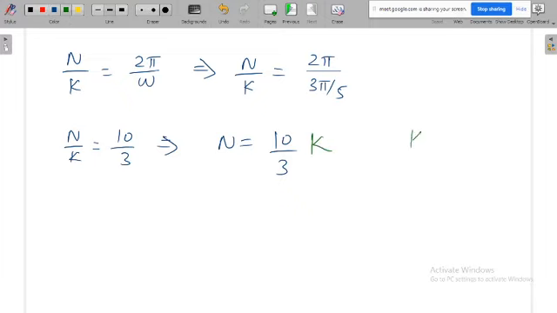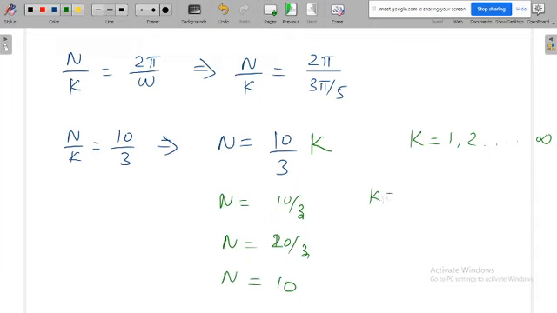Now what is the range of k? k can vary from 1 up to infinity. What is the smallest value of k that will produce n as an integer? Just by trial and error we will go. Put k equal to 1, you get 10 by 3. Put k equal to 2, you get 20 by 3. Put k equal to 3, you get 10. So the smallest value of k which will produce n as an integer is k equal to 3. Exactly at k equal to 3 you get the time period, so n is equal to 10 is the time period of the signal.